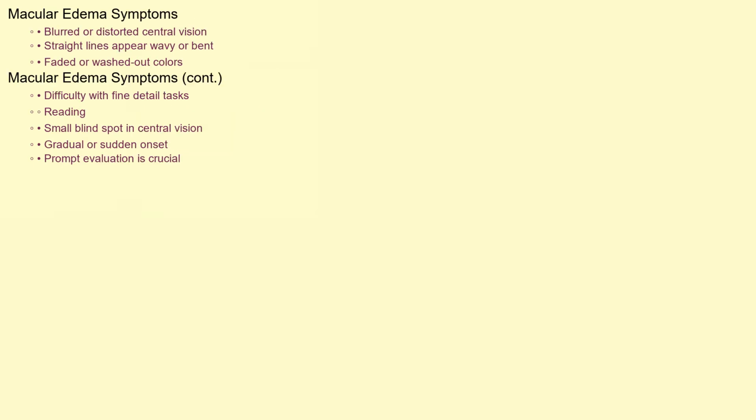The symptoms of macular edema can vary depending on the severity and cause. Common symptoms include blurred or distorted central vision. Straight lines may appear wavy or bent. Colors might appear faded or washed out. You may also experience difficulty reading or performing tasks that require fine detail. In some cases, there might be a small blind spot in the central field of vision. It's crucial to note that symptoms can develop gradually or suddenly, so any noticeable changes in vision should be promptly evaluated by an eye care professional.